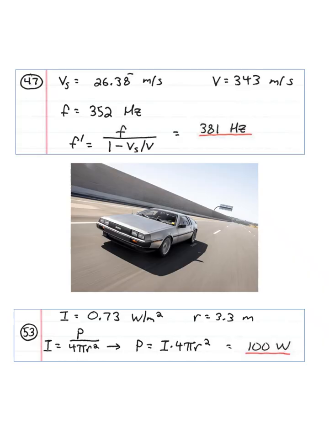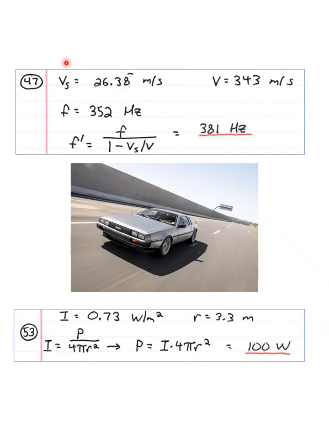Number 47, a Doppler effect problem. The speed limit on a highway is 95 kilometers per hour. A car whose horn emits 352 hertz sound is approaching you. What frequency will you hear if the car is going at the speed limit, assuming a sound speed of 343 meters per second?